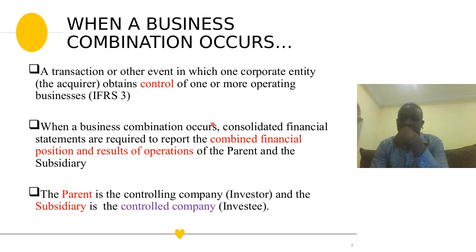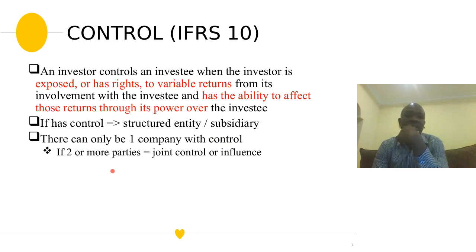Now, when the combination occurs, you are also expected to report the consolidated financial statements of the combined financial position and the results of the operation. So we mean the parent company. The parent company is the company that is acquiring the other one, and the other one will be the subsidiary. So the parent is the controlling company or the investor, and the subsidiary is the controlled company, which is also known as the investee.